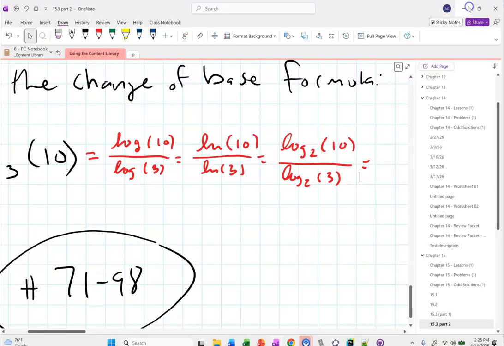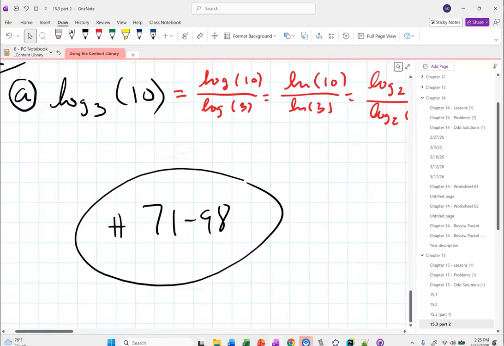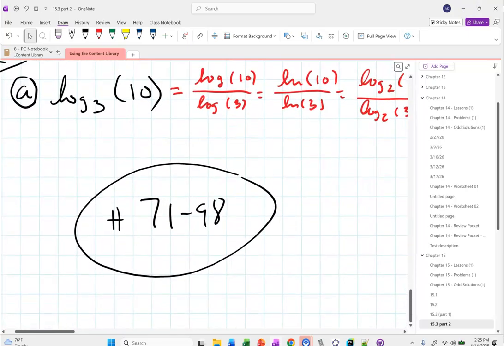Anyway, that is the gist of section 15.4. So your next problem set is going to be 71 through 98, which are all just expanding, condensing, and using the change of base formula to evaluate logarithms, which should be pretty okay. Questions for me? This will be due Sunday, and we'll just continue on with chapter 15.